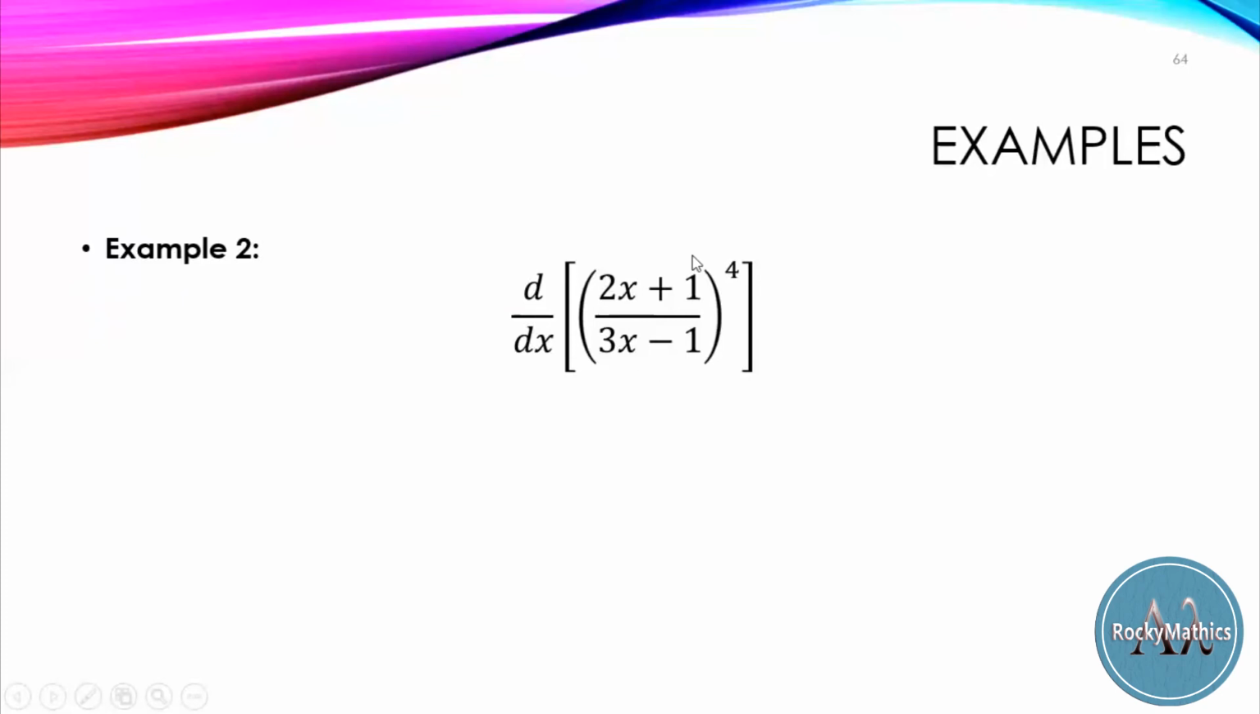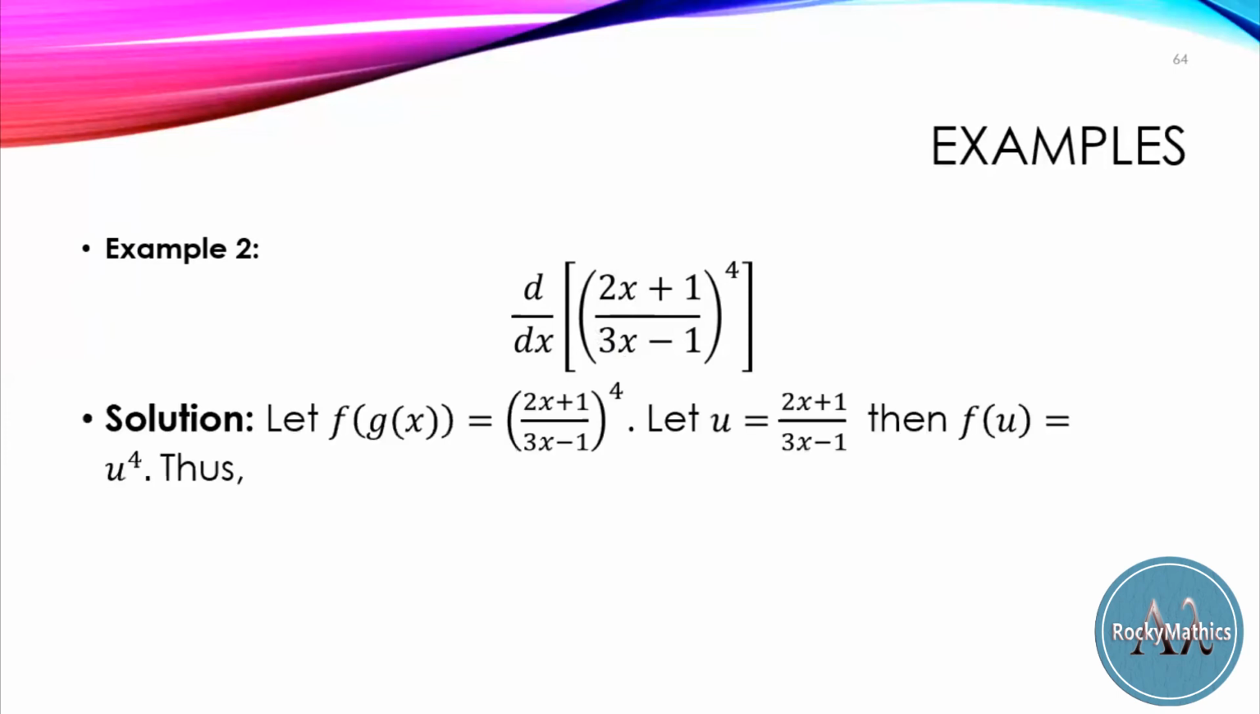So we can let this one be another function that is inside a power function, right? It's quite obvious in this example. So I will use the second method just to simplify the formula. So we let f of g of x be equal to the quantity of 2x plus 1 over 3x minus 1 raised to 4.